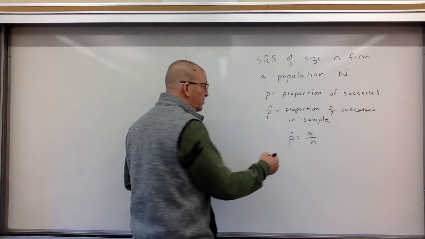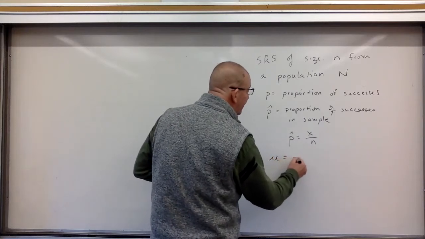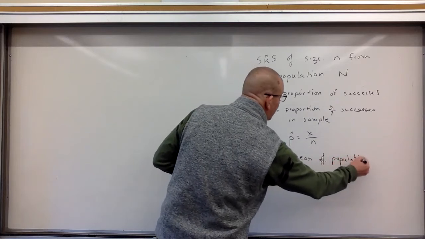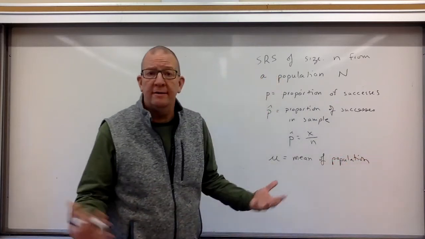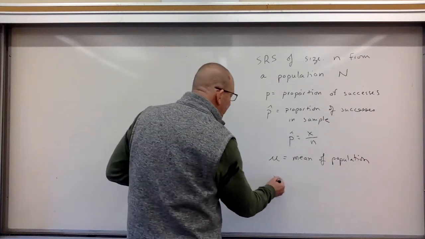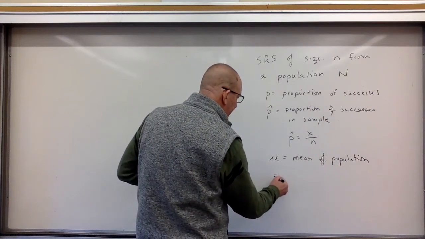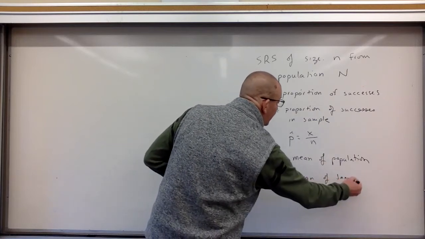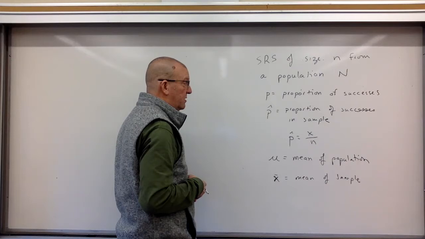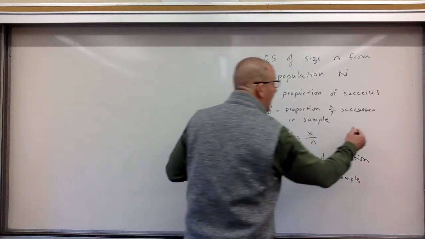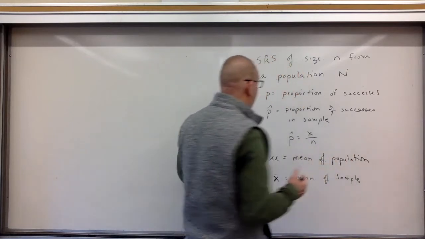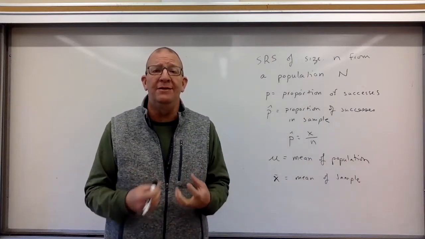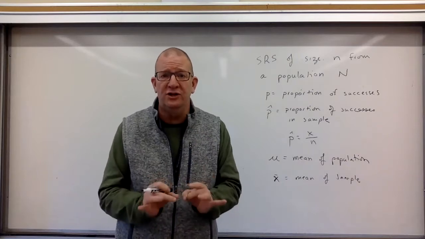Now, what else do we have? We have mu, which is the mean of the population. So this is the second question, right? What is the average height? We have X bar, which is the mean of the sample. And then for each of these, we have the standard deviation, right? And these are going to be the standard deviations of the sampling distribution. So let's talk about that for just a second.